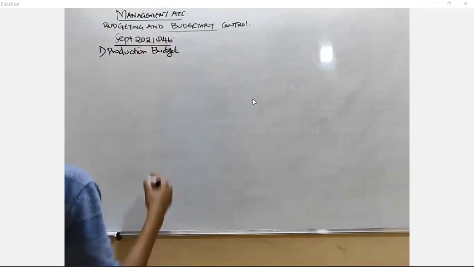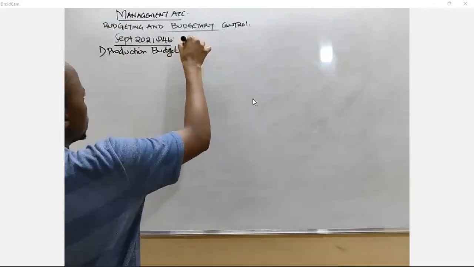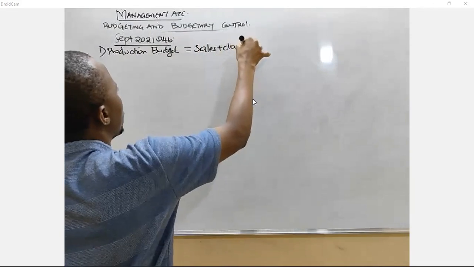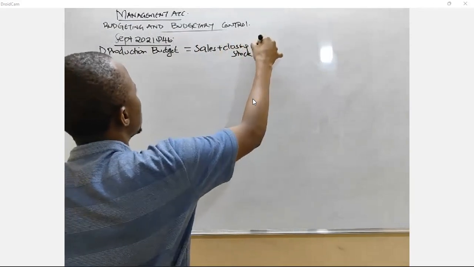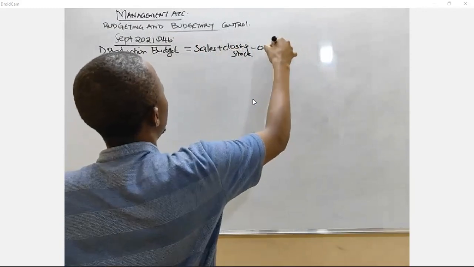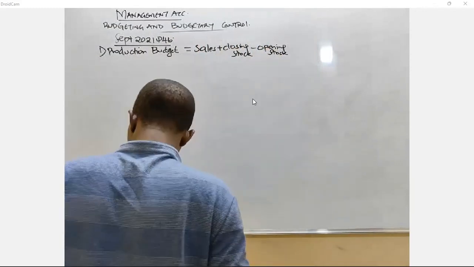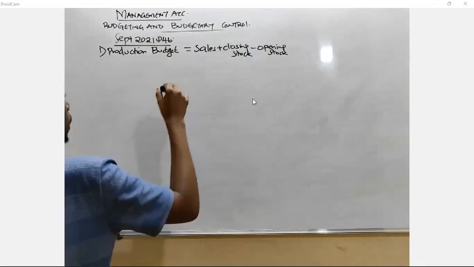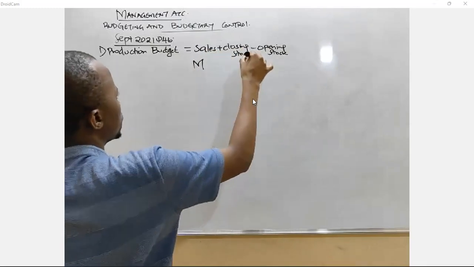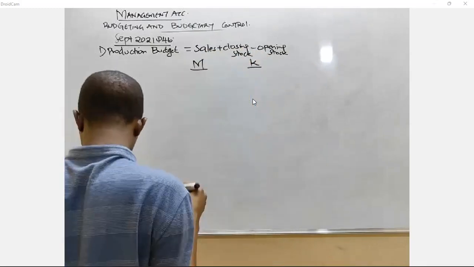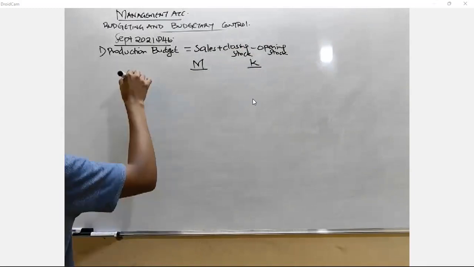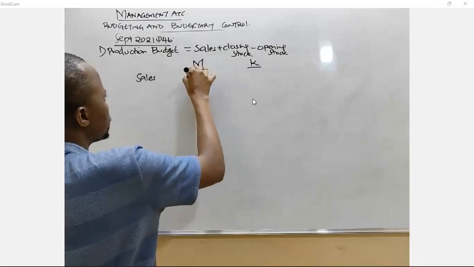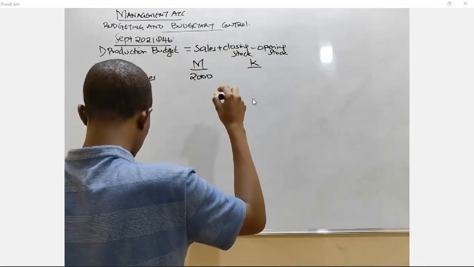The production budgets, right? We are not going to be forgetting. To get this, we are going to be taking our sales plus closing stock minus opening stock. And this should be for the finished goods. So in this case, we have to be looking at what is our sales. We are dealing with two things here, M and K. So let us look at the sales in units. Sales in units for M is 2,000. For K is 1,500.